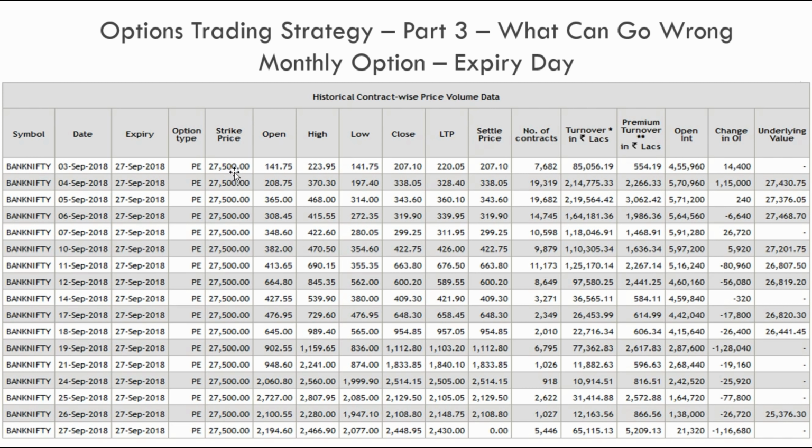Another example that I'll pull out is for monthly option Bank Nifty. So this is the 27,500 put option for September. It opened at 141 and it made a high of 2,400. Just do the math here. Yes, you may not ride it from 200, let's say, to 2,400. You might exit somewhere at 600 or 700 or 1,000 or even 400.